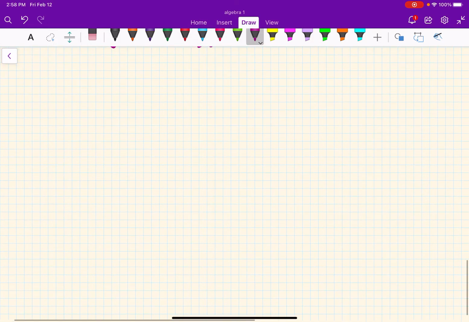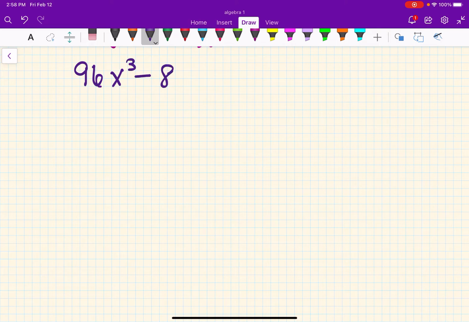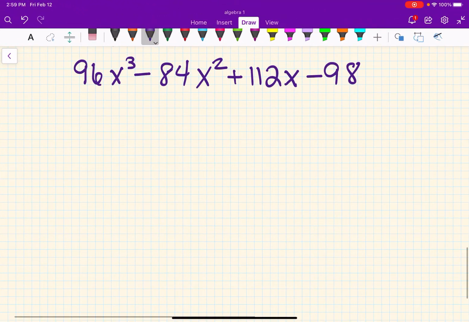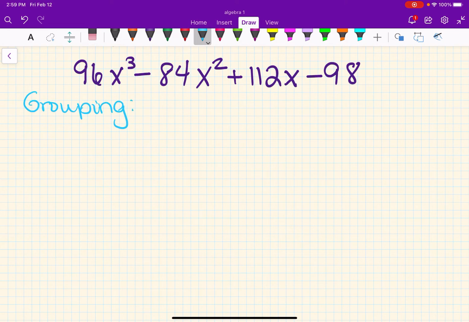Okay, so here's the original problem. 96x to the third minus 84x squared plus 112x minus 98. Now, most of the problems on the homework don't have numbers quite this large. All right, so let's start with grouping. The first thing we always do with grouping or with box is GCF.